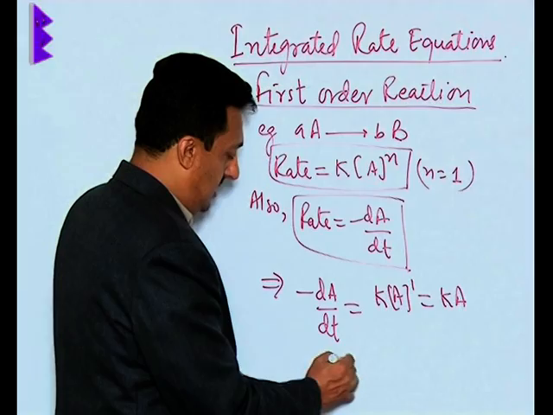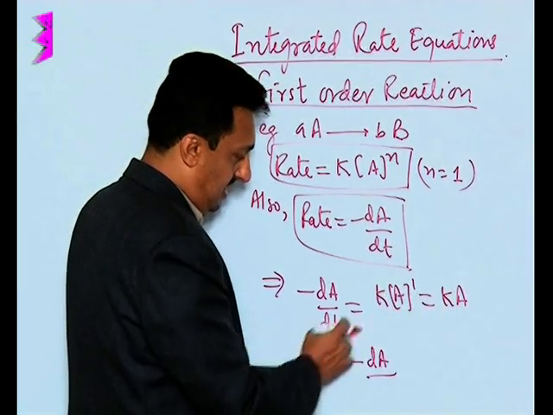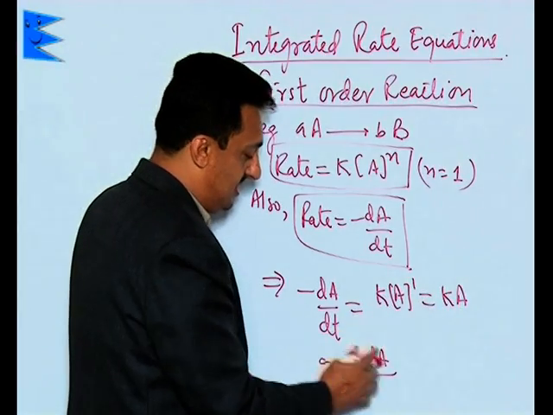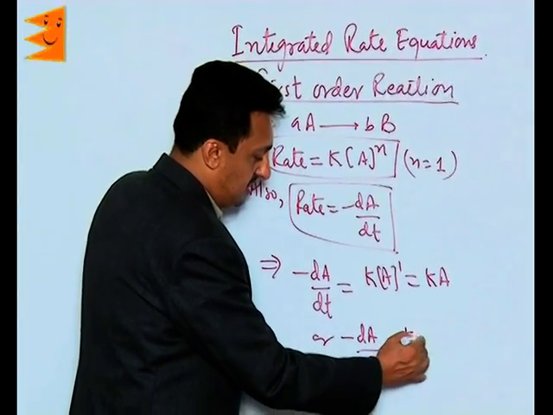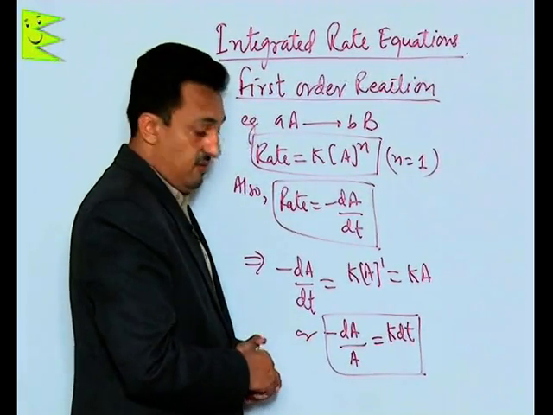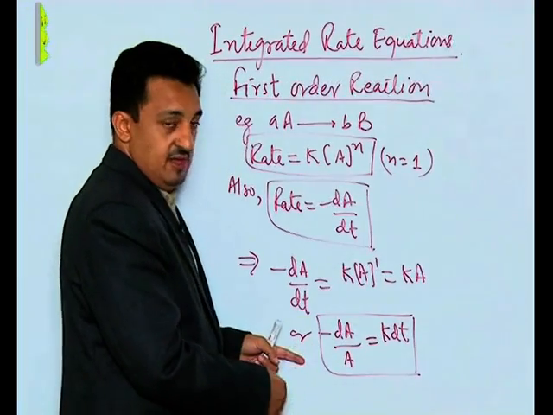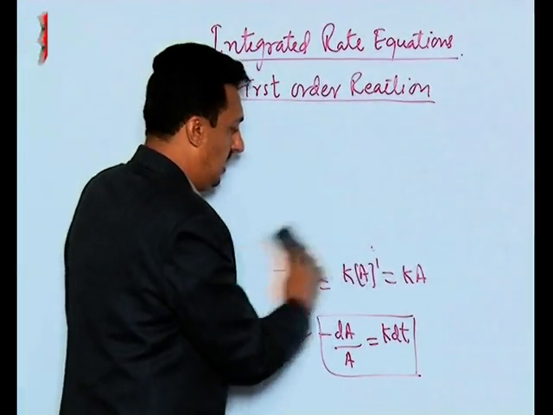Now this same equation can be written as -d[A], because we will bring the A here and exchange the A with the dt. So we will get -d[A]/[A] is equal to K dt. So this is the equation we get. Now we have to integrate this equation taking the limits. Let us see here how it can be done.